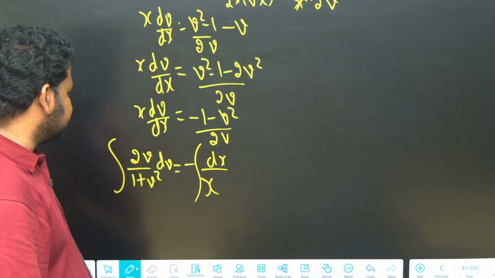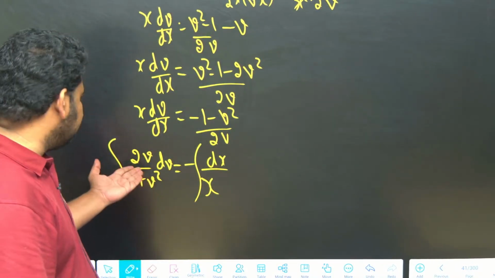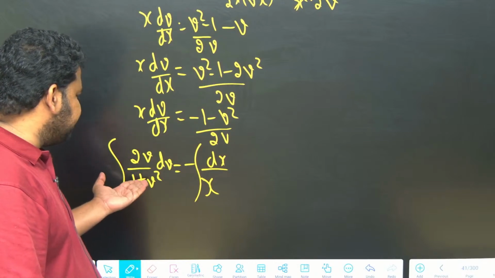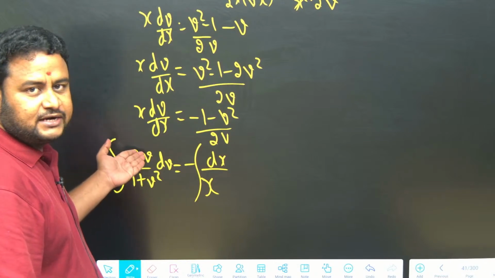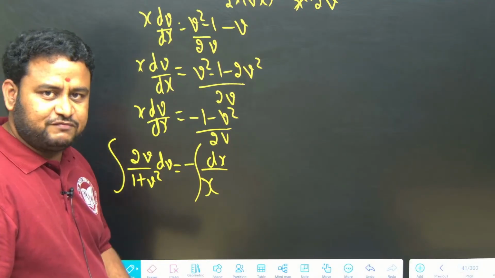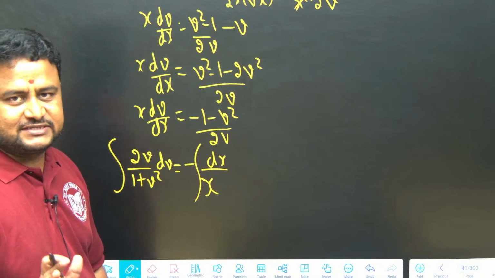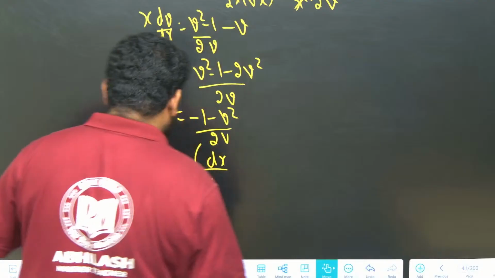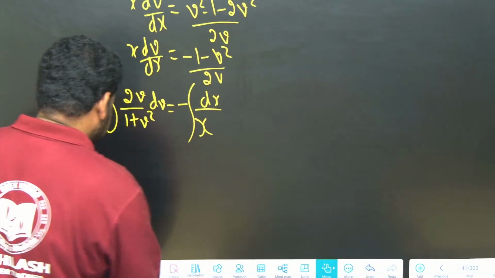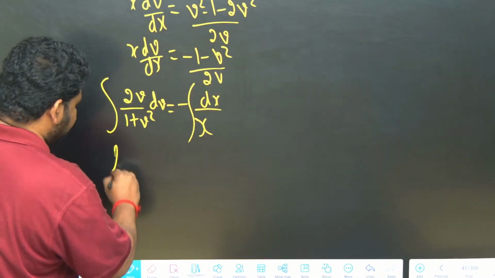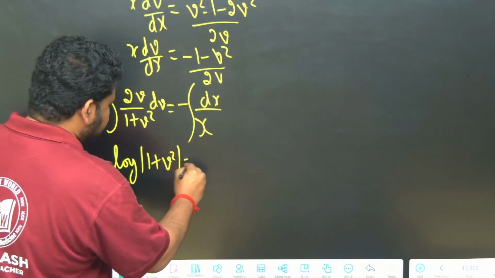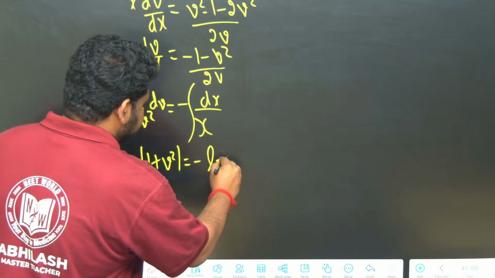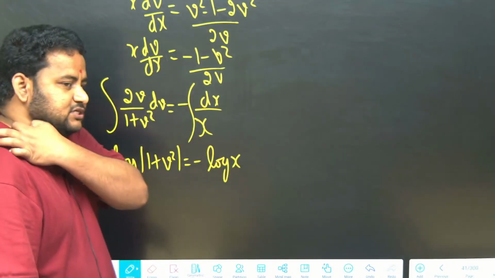2v by 1 plus v square. Definitely we know that the denominator's derivative is in the numerator. That is, the integral of f dash of x by f of x is log of f of x. Correct? So this will become equal to log modulus of 1 plus v square is equal to minus log of x. This is what I have.